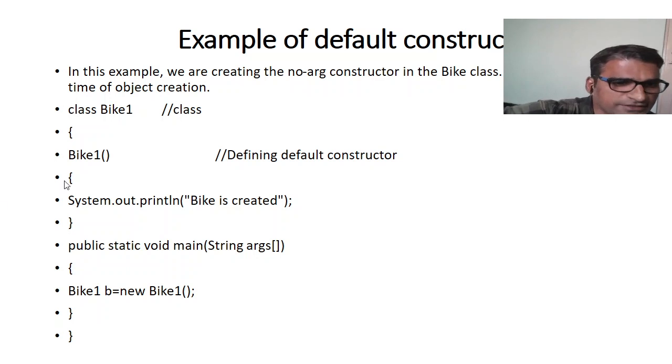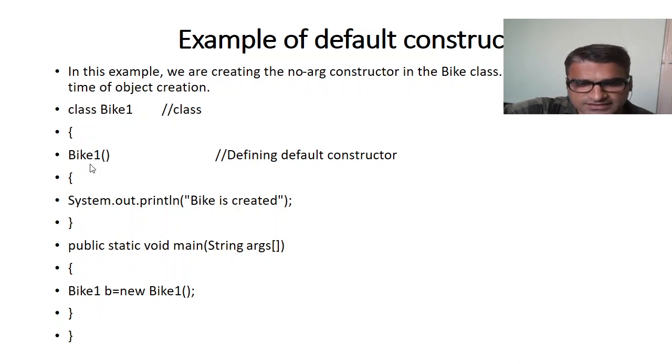So here, if you concentrate on the mouse pointer, this is a valid class name, and bike1 is a constructor. Which type of constructor? It is a default constructor because we don't have any parameters in the parentheses. Once I define a default constructor, I am going to include one output statement, "bike is created".